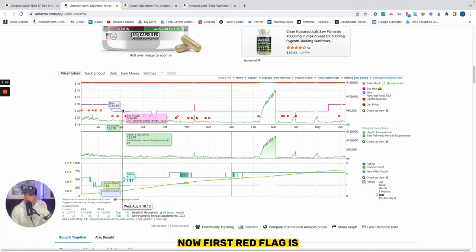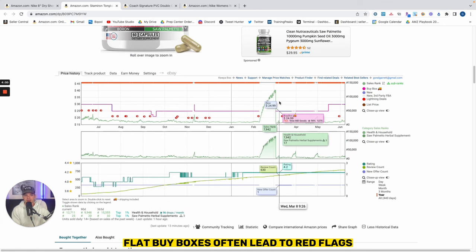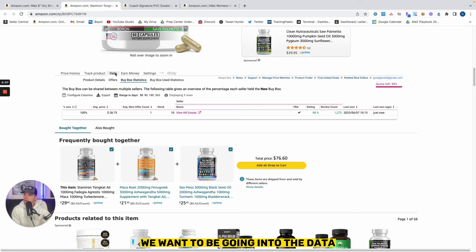Now, first red flag is, and I talk about this a bunch, flat buy boxes often lead to scenarios that we don't want to be a part of. Now, I can tell you why. Every time we buy a product, we want to be going into the data, the buy box statistics, to get an idea of the entire split share of the buy box, right? We want to see some rotation here. We want different third-party sellers getting action, because if we come into the market and we can't forecast a share of the buy box, then we won't make sales.